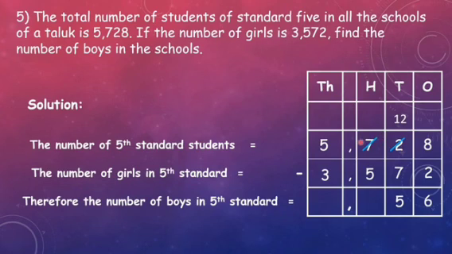Then it was 7 earlier, now it has become 6. Since I've borrowed 1, 6 minus 5 is 1. Now I have not done anything to this place value. 5 minus 3 is 2. So 2,156 are the number of boys in 5th standard.